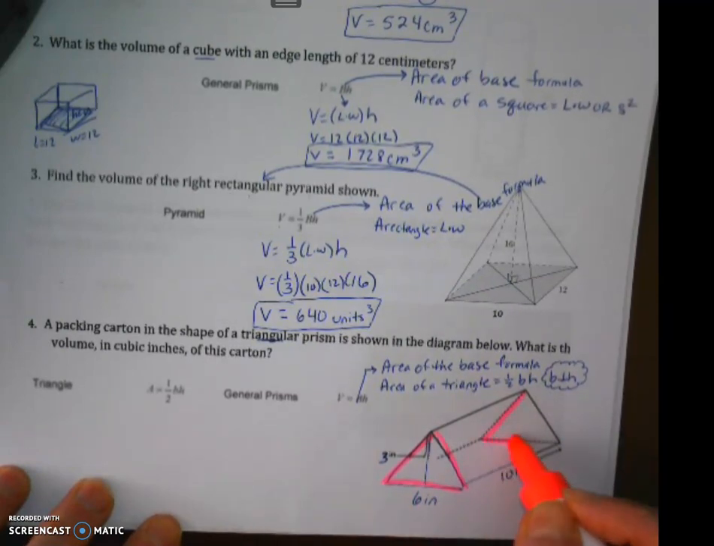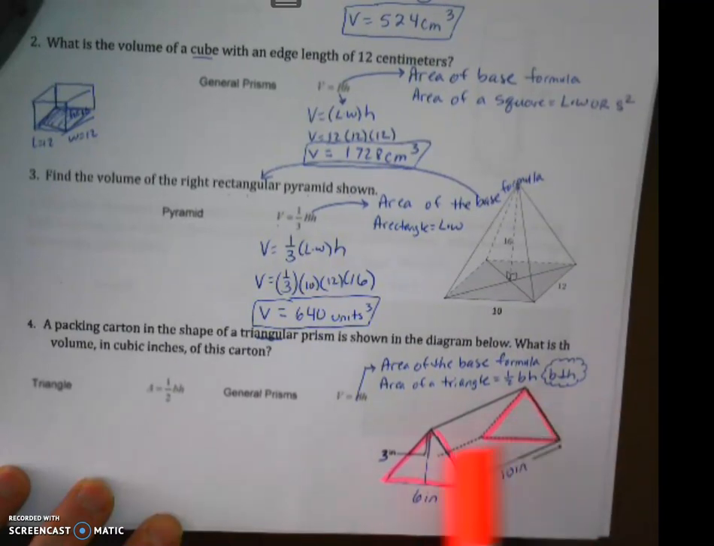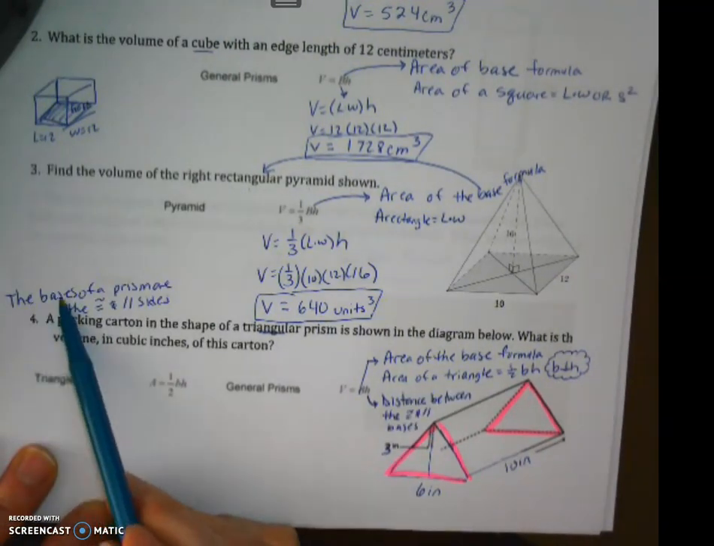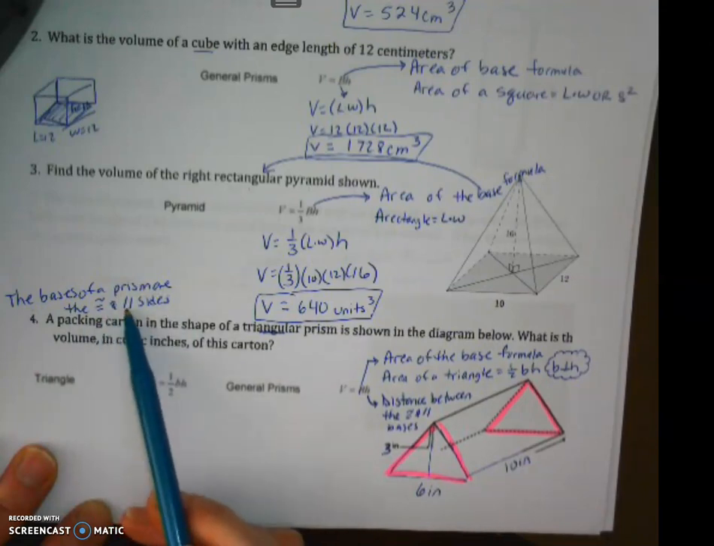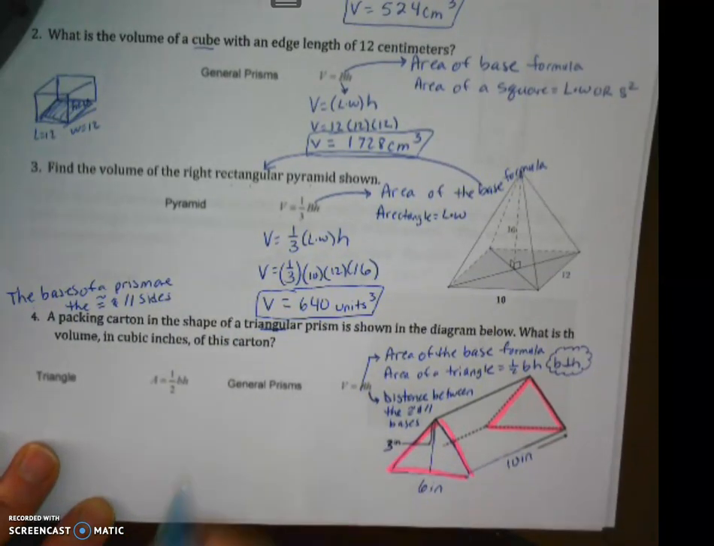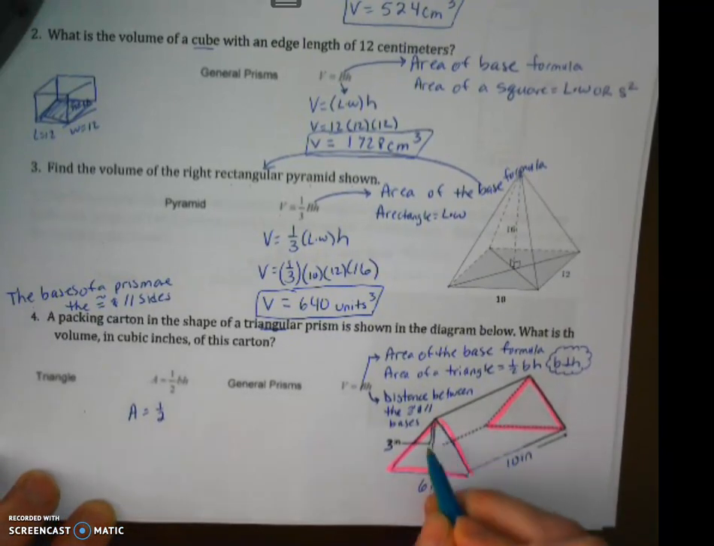And remember that the bases of any prism are the congruent parallel sides. That's why this is a triangular prism. So let's write that down. So write this down somewhere. The bases of a prism are the congruent and parallel sides. So we're going to need to know that later on. So let's do the first thing. We're going to find the area of the two-dimensional triangle.